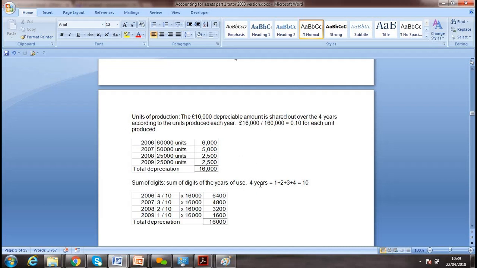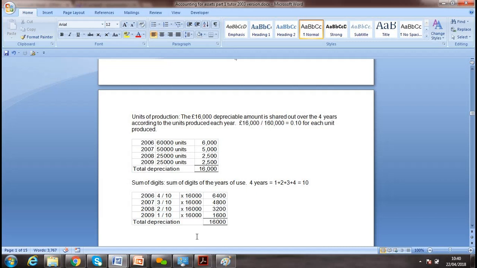Okay, so next is called the sum of digits method. So how many years do we have to use the machine? 4 years. So we can add them all: 1, 2, 3, 4, and that's 10. Now we can calculate year 1, which is 4 over 10 times our 16,000 we depreciate our machine. First year will come, then second year, then third year, fourth year. So that method is called the sum of digits method. Any question?